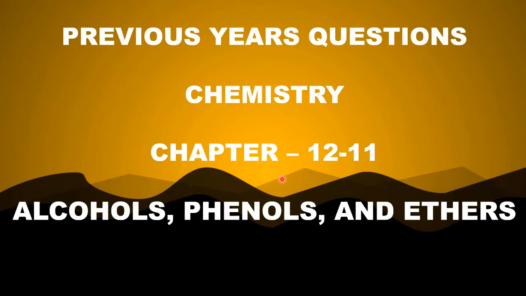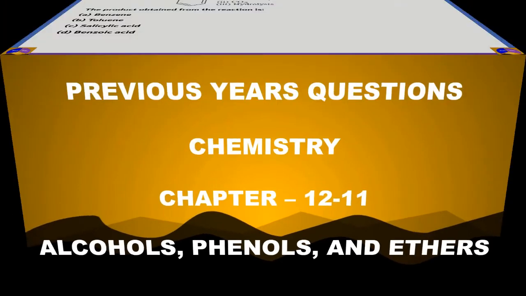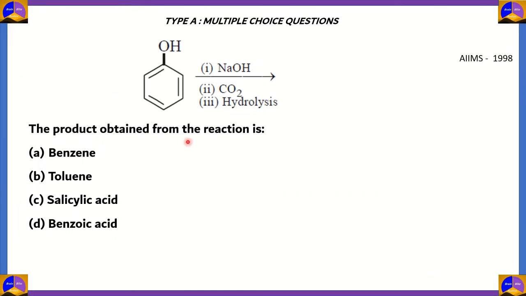So without further ado, let's look at this episode, and the first question of this episode is to fill up an equation. So we have an equation: phenol in the presence of sodium hydroxide, carbon dioxide, and hydrolysis. You need to find out the product obtained from the reaction. Whether it's option A, benzene, option B, toluene, option C, salicylic acid, or option D, benzoic acid. So let's look at this equation step by step.